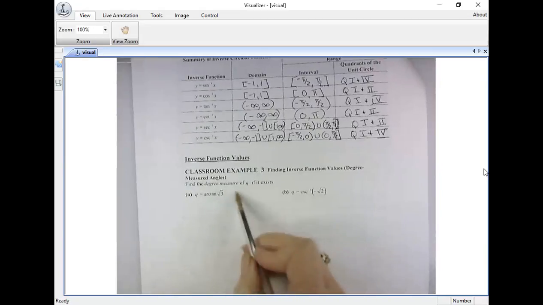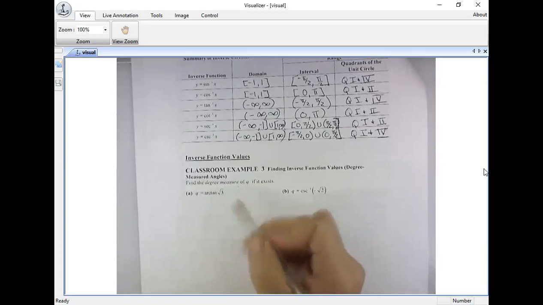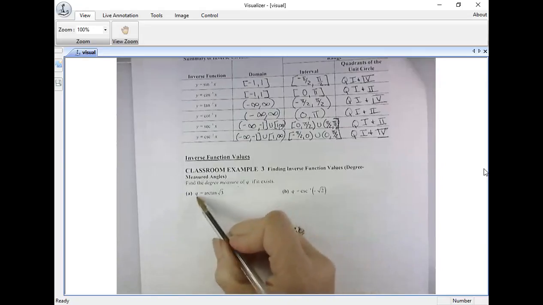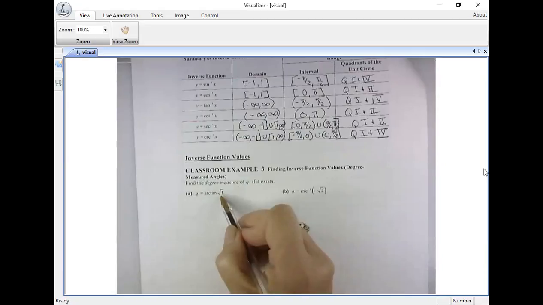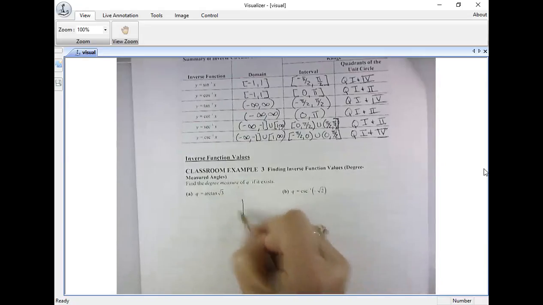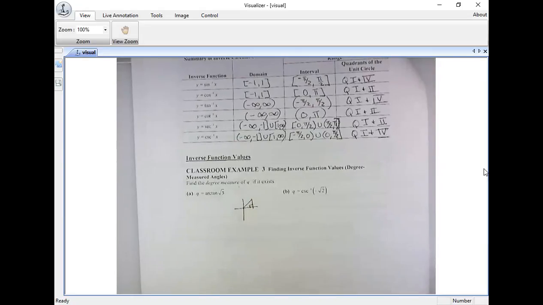Now, can we find the degree measure of angle Q if it exists? Remember, sometimes they give us things just to see if we're paying attention that really aren't in the domain. So we're looking for the angle whose tangent is the square root of 3. Now, if we're talking tangent, and that's a positive ratio, this should be easy. Which quadrant am I in? I've got to be in quadrant 1. And tangent is what over what?